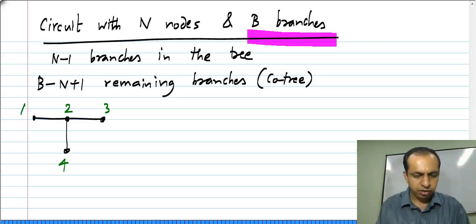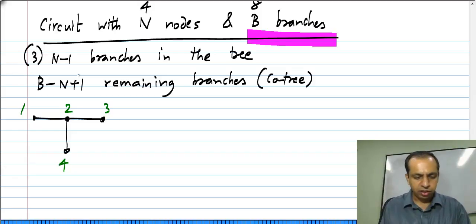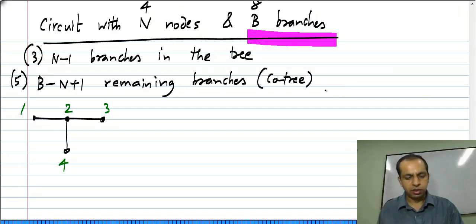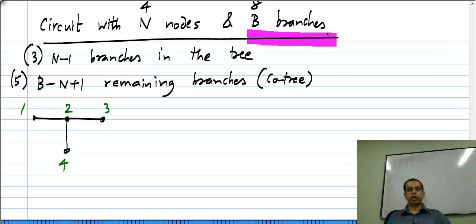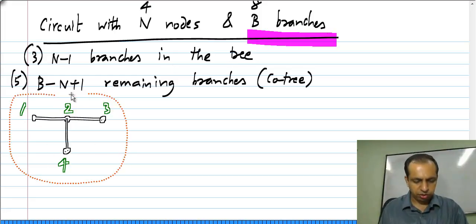So, we had, let me put this down, we had 4 nodes and 8 branches. So, we have 3 branches in the tree and then 5 remaining branches. So, we will have 5 independent loops, that is, we have B minus n plus 1 independent loops and consequently B minus n plus 1 independent Kirchhoff's voltage law equations. Okay. So, just to illustrate this, I will show the loops.